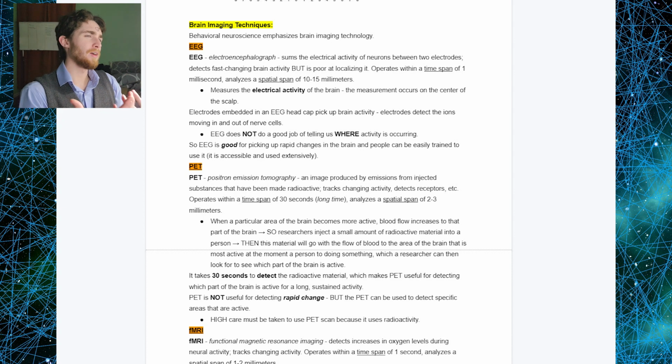When a particular area of the brain becomes more active, blood flow increases to that part of the brain. So what researchers will do is they will inject a small amount of radioactive material into a person, and then this material will go with the flow of blood to whatever area of the brain is most active at the moment that person does something, which a researcher can then look for to see what part of the brain is active when that person is doing something.